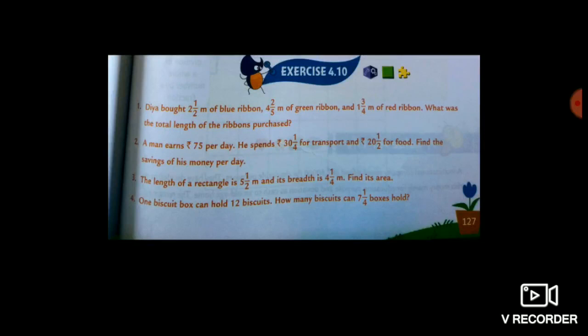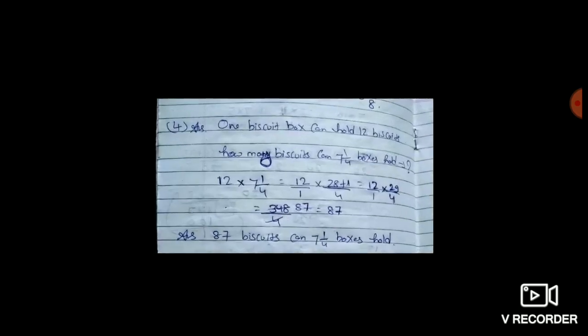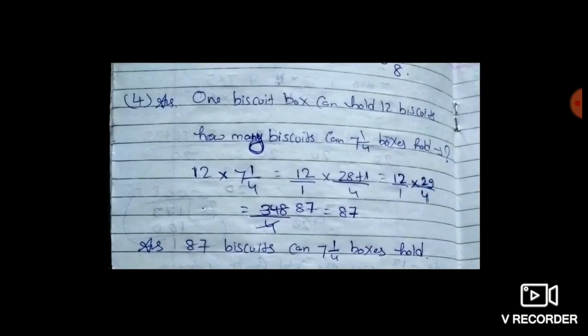Question number 4: one biscuit box can hold 12 biscuits. How many biscuits can 7 integer 1/4 boxes hold? So in this question we apply the multiplication method. Why? Because in this question it is given how many biscuits can 7 integer 1/4 boxes hold. So we apply the multiplication of fractions method. Let's solve this word problem.